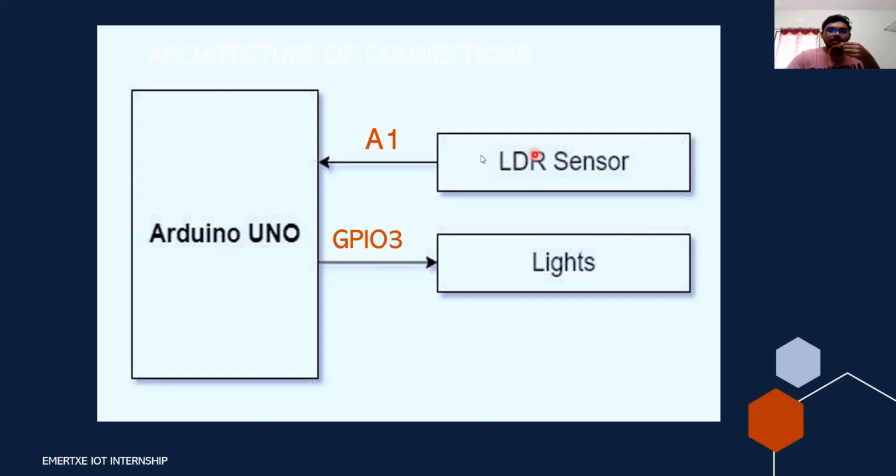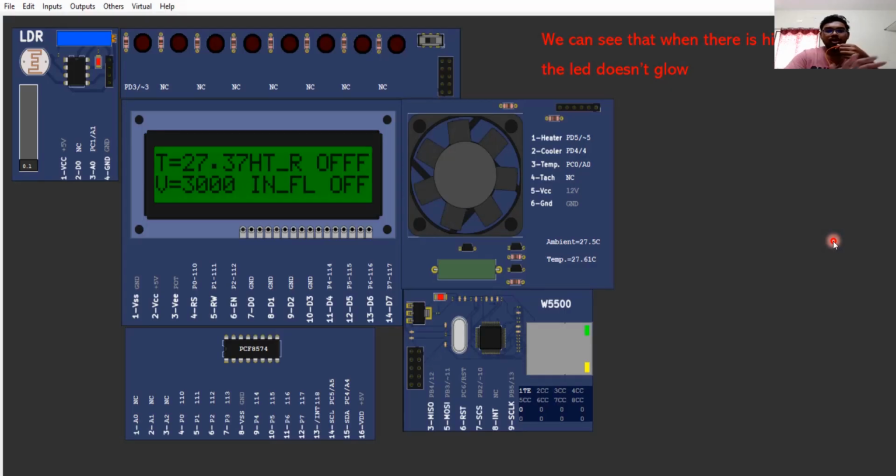So the LDR sensor will be connected to the Arduino Uno board by means of the A1 pin, and the lights will be connected to the Arduino board by means of the GPIO 3 pin. Now I'm going to show a screenshot of my project which I took. Here you can see the LDR value is low, which means it is daytime. The sun brightness is very high, so there is no glow in the LED. So we can see that there is high brightness and the LED doesn't glow.